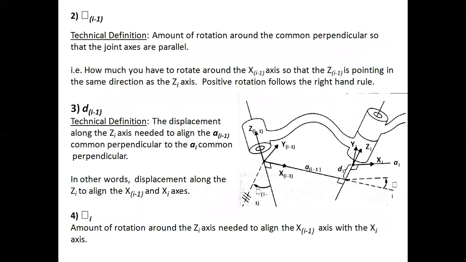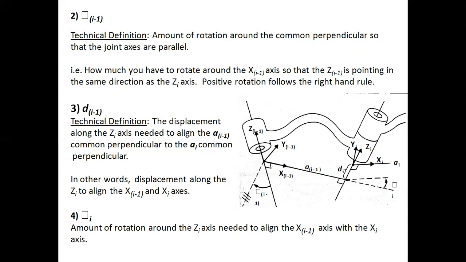Next, alpha(i-1). Its technical definition is the amount of rotation around the common perpendicular to the joint axes. How much we have to rotate around the x axis so that Z(i-1) is pointing in the same direction as the Z(i) axis. Positive rotations follow the right hand rule.